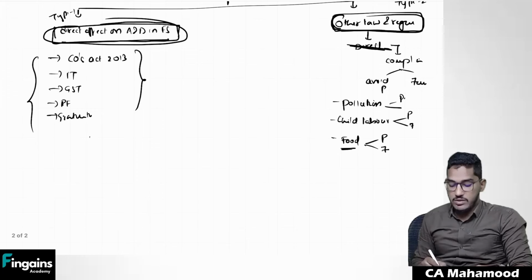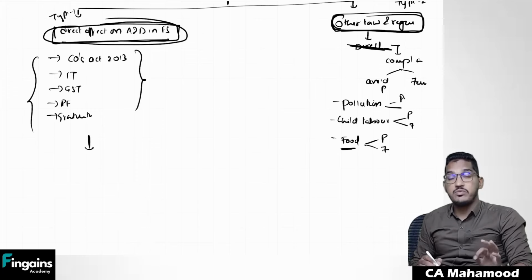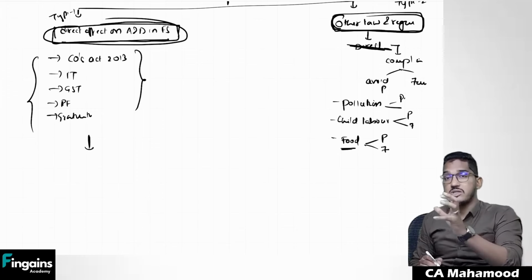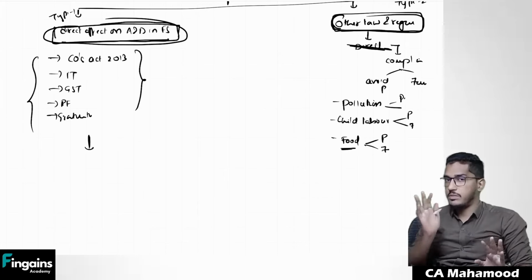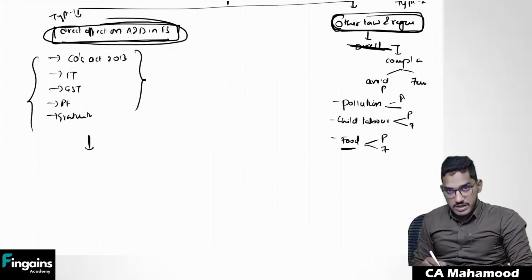So obviously you will say, yes sir, auditor has to be more concerned about type 1 laws and regulations, those laws and regulations which have a direct effect on financial statements. Regarding that, auditor has to worry more. Yes, 100% you are correct. So that's what the standard also told.